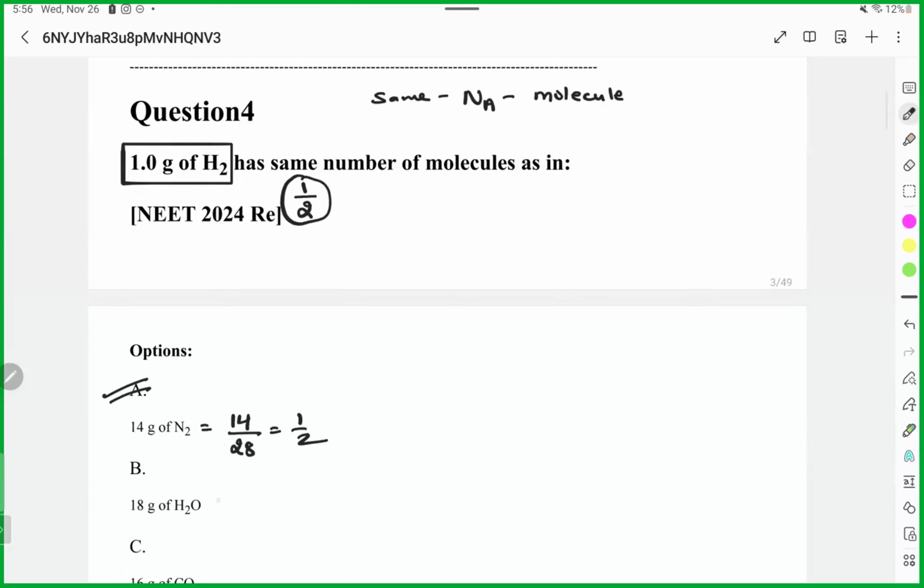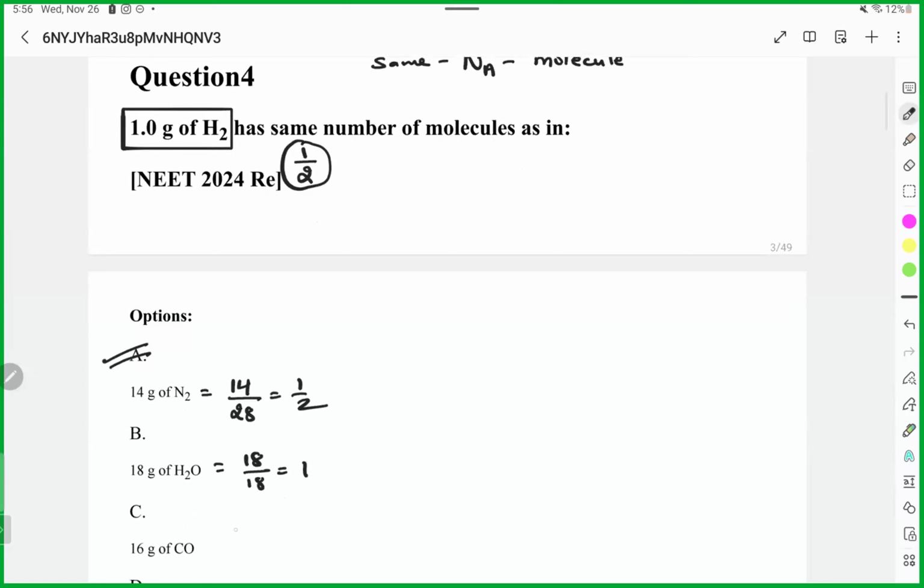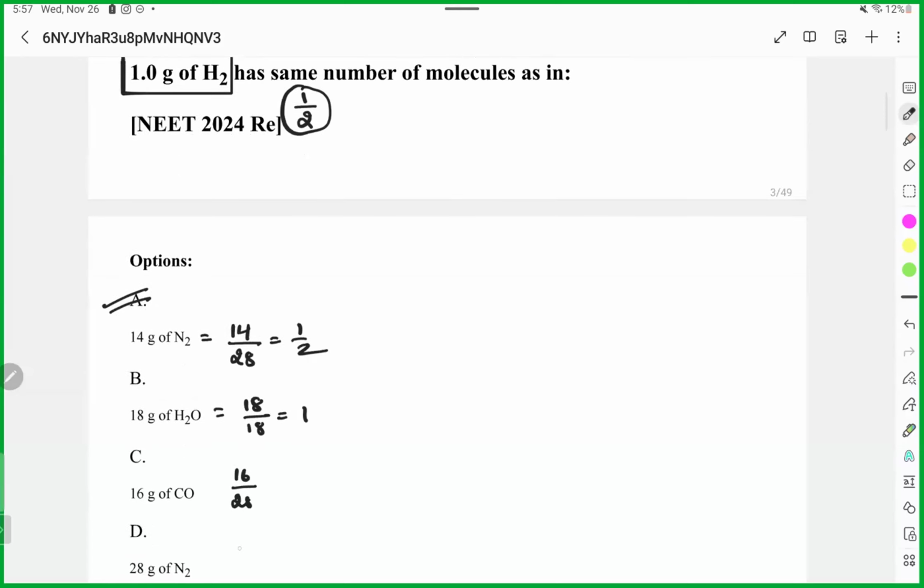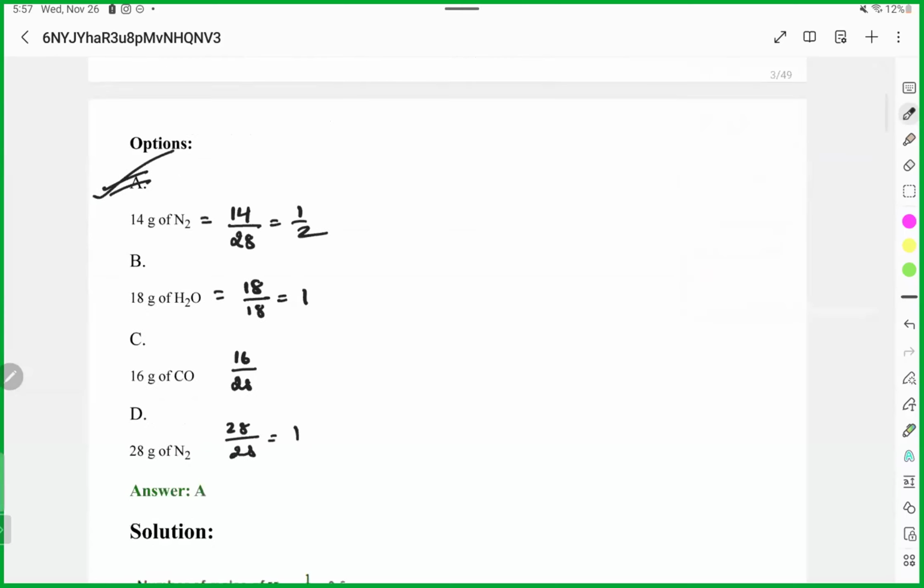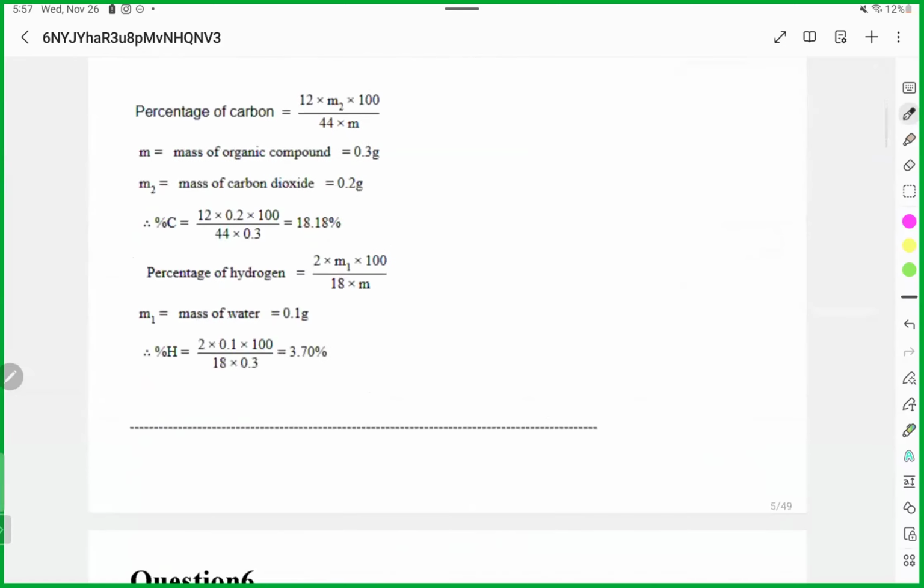Chandana, what is the molar mass in this case? 18, 1 mole. In third, tell me fast. 28. 28, it is not the same as 1/2. And fourth, 28 gram, 1. So now you can check wherever you have half mole, this is the answer. This is not given in our chapter.